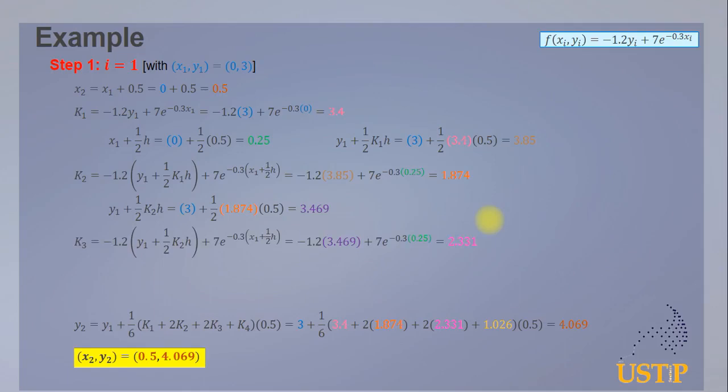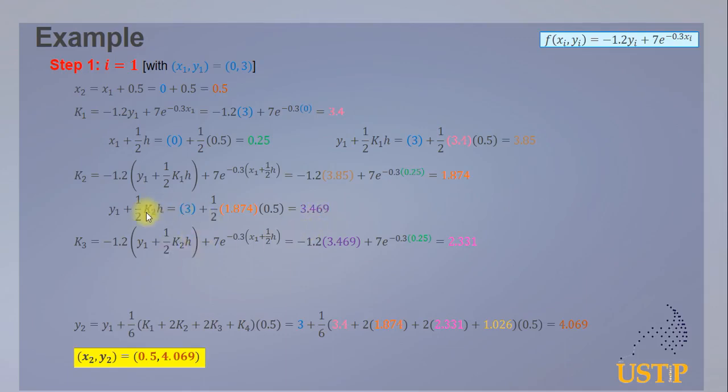So okay, that's it, no? So same lang gyapon siya og value, no? So we will just simply substitute y1. So, we have 3 plus 1 half times 1.874 times 0.5. So, which 1.874 is just K2. So, simplifying this expression, we will have 3.469.